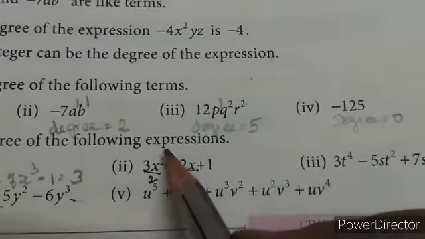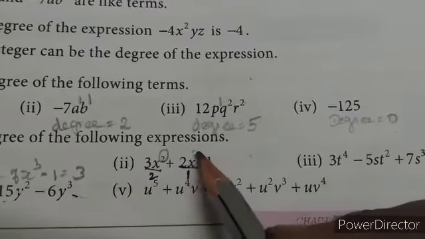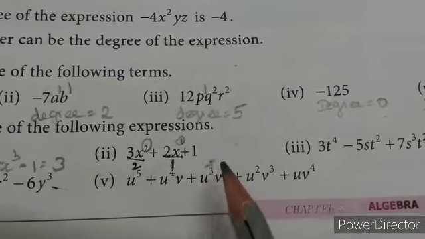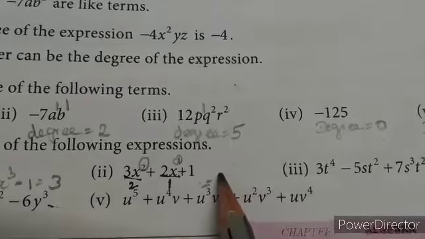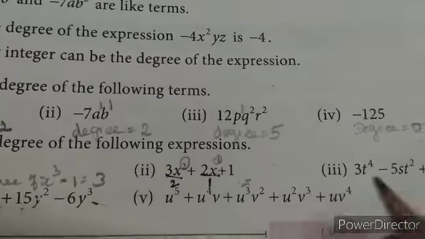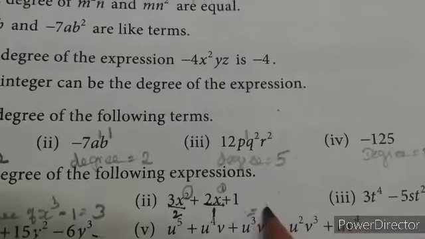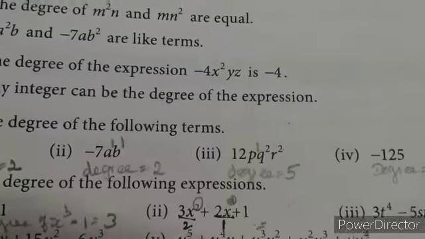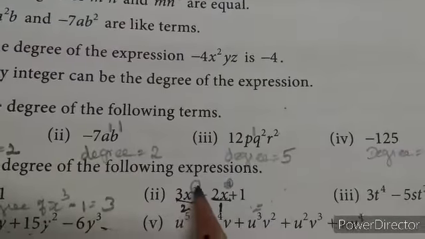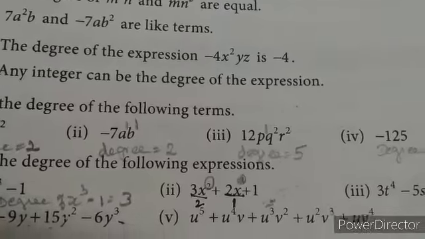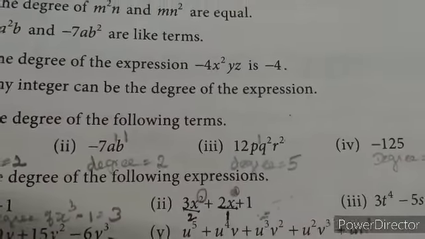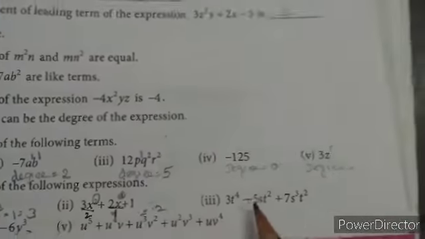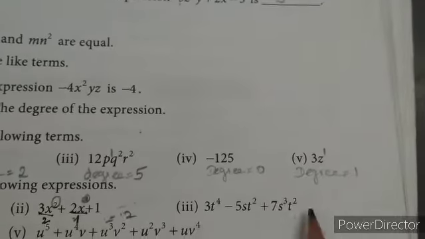Now, here the power is 2 and then in the next term the power is 1. So the answer is 3? No, it is wrong. You should write the highest degree value alone. So here the highest degree, that is the highest power, is 2. So your answer is 2.